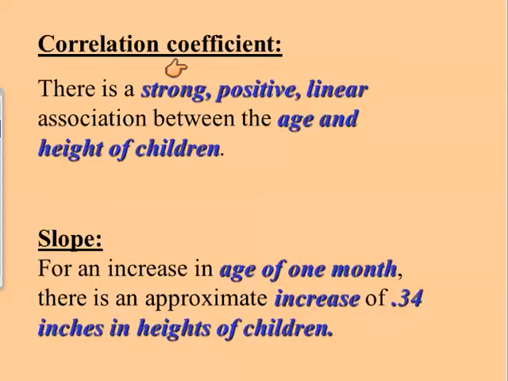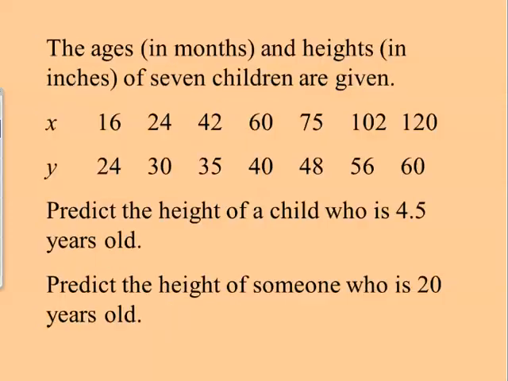Okay? So, strong positive linear relationship between age and the height of the children. For each increase in age of 1 month, there's approximately an increase of 0.34 inches in height of the children. Okay? The ages in months given here predict the height of a child who is 4.5 years old. Well, let's go back to our data here.